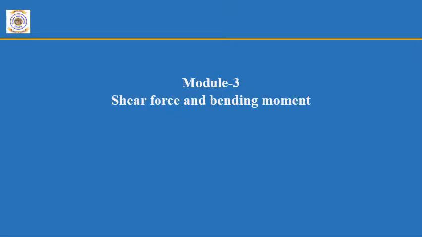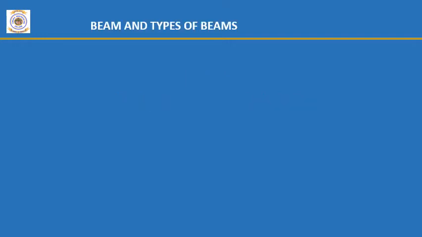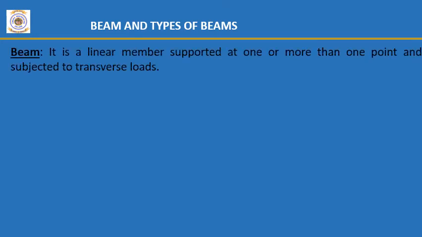So our next module is module 3, shear force and bending moment. In this module we are going to draw the shear force diagram and bending moment diagram for the given beams. So first of all, let us see what is a beam, or the definition of a beam. A beam is a linear member which is supported at one or more than one point and subjected to only transverse load, or load which is perpendicular to the axis of the beam. Then only we call such members a beam.